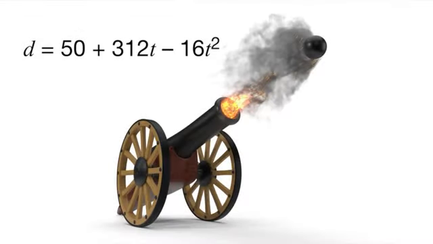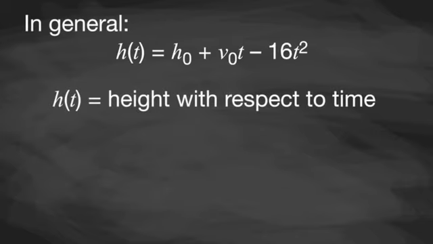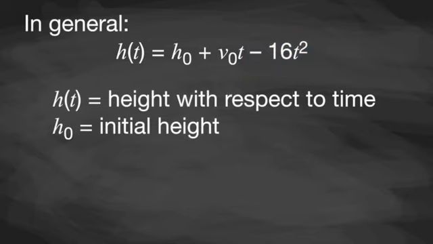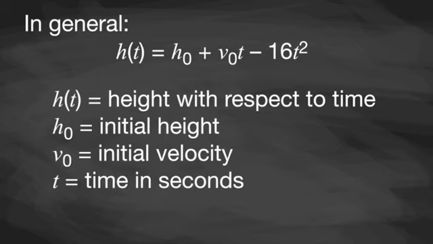The function defined by d equals 50 plus 312t minus 16t squared gives the height in feet of a cannonball t seconds after the ball leaves a cannon. Remember that the equation has the negative 16t squared to represent the effect of gravity. The constant term is the initial height from which the cannonball was fired, and v naught t represents the distance based on the initial vertical velocity.